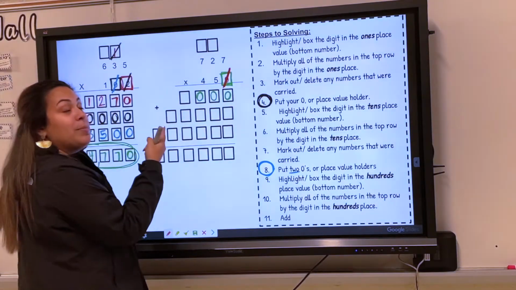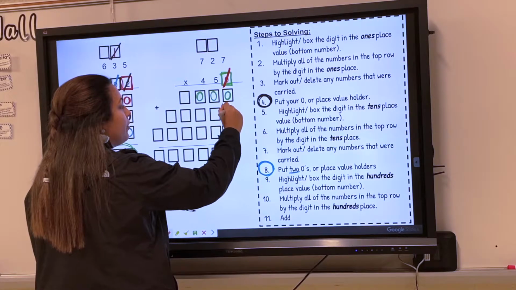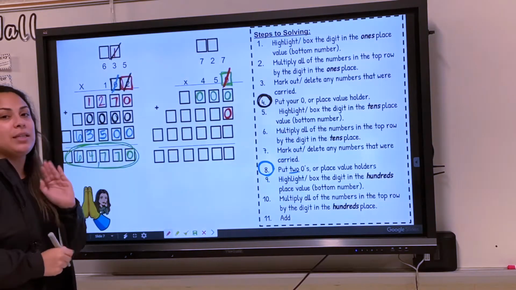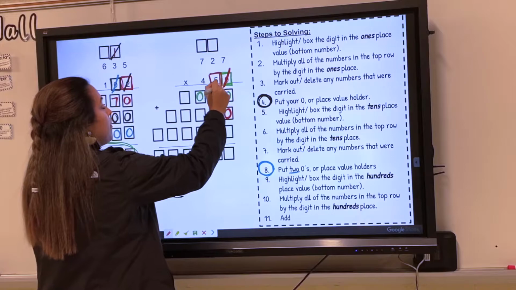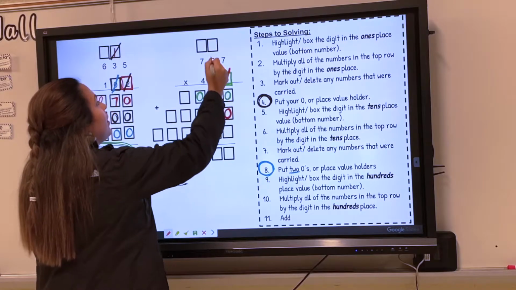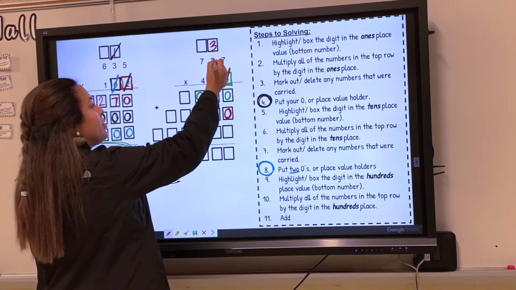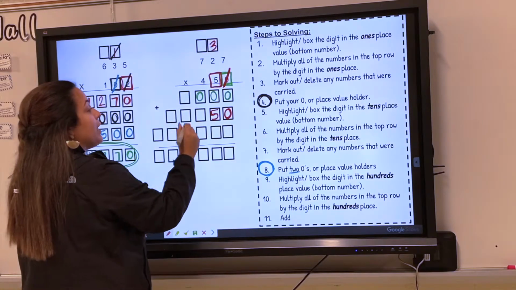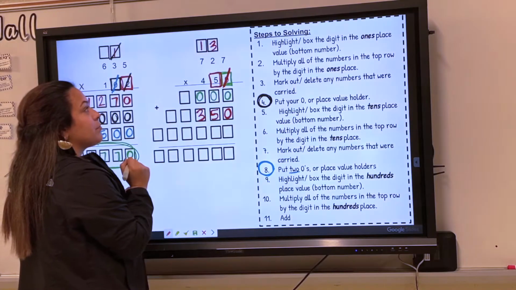Now, I need to multiply by the 5 in the tens place, but before I can do that, I need to put a 0 first in the ones place of my second row to show that I'm moving to the next place value. Now I can multiply. 5 times 7 is 35. I'm going to put my 5, carry my 3. 5 times 2 is 10. 10 plus 3 is 13. So I'm going to put my 3. Carry the 1 above the 7.